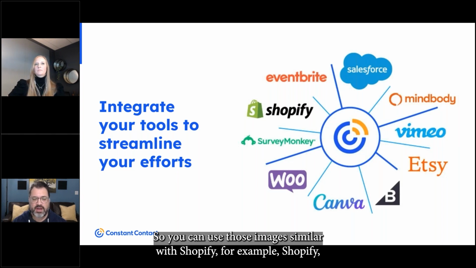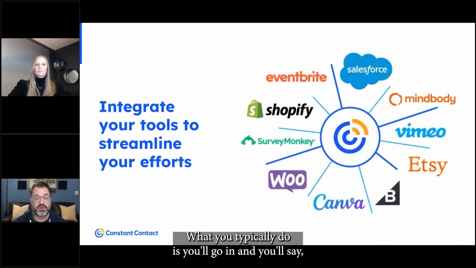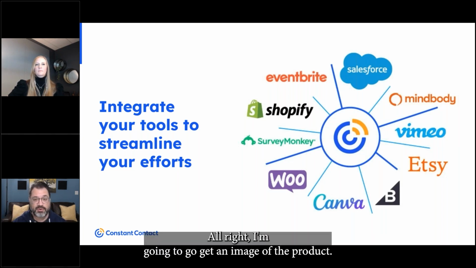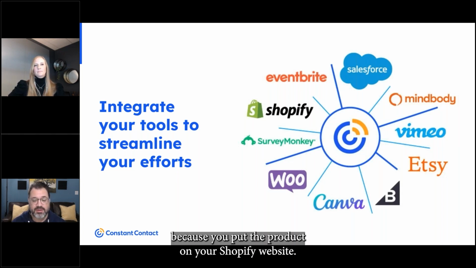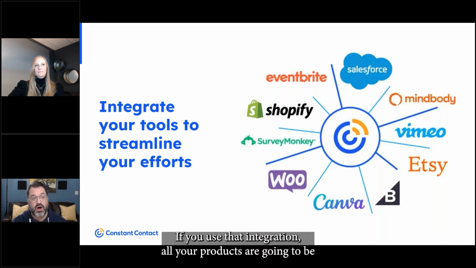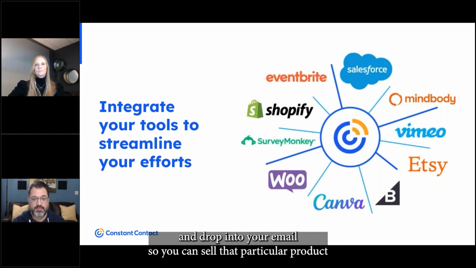Similar with Shopify, for example. Let's say you're creating an email and you want to sell a particular product. What you typically do is you'll go in and say, all right, I'm going to get an image of the product, I'm going to create a description. This is all work that you've already done because you put the product on your Shopify website. If you use that integration, all your products are going to be in your Constant Contact account, and you can easily drag and drop them into your email so you can sell that particular product.